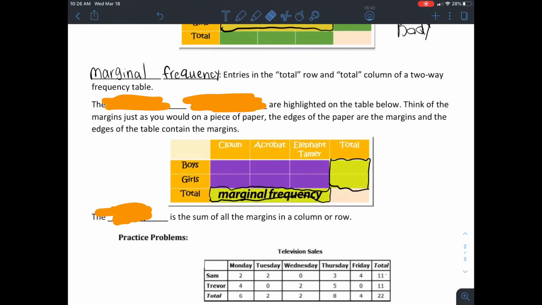So there's a trick that I use to help me remember this. The marginal frequencies, like I said, are highlighted on the table below. I like to think of margins just like you would on a piece of paper, right? So what do you call the edges of a piece of paper? Or what are they called in a Word document? They're called the margins of the paper, right? So the edges of the table, just like the edges of a piece of paper, are the margins.